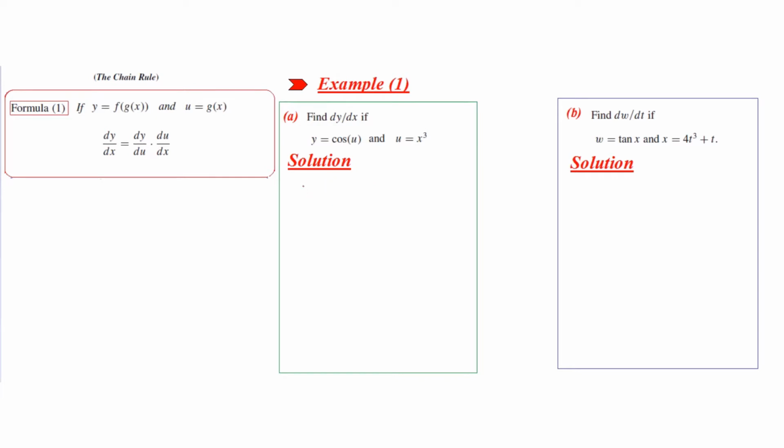So dy by du equals negative sine u, and you have to find du by dx. So du by dx equals 3x cubed, 3x squared, sorry. Then you have to find dy by dx.